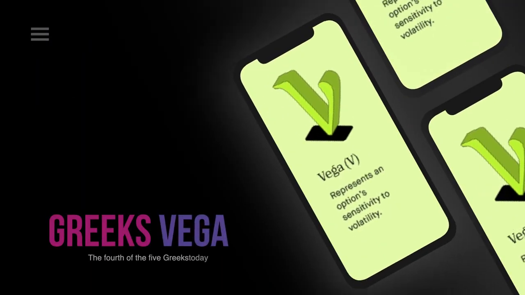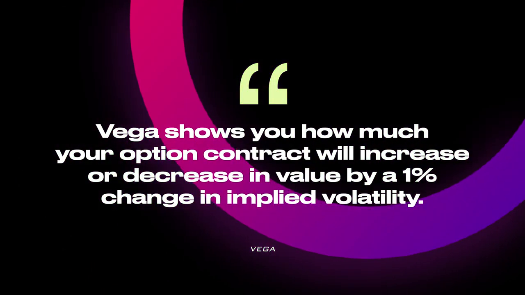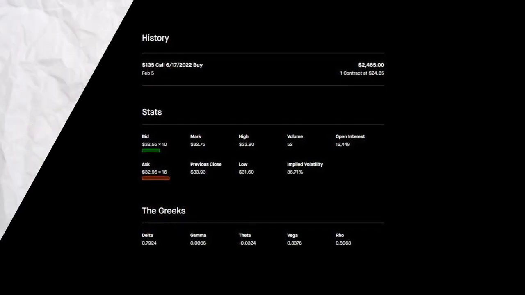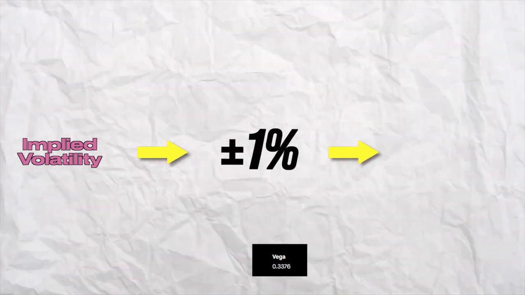So now let's move on to Vega. Vega is correlated to implied volatility, and Vega shows you how much your option contract will increase or decrease in value by a 1% change in implied volatility. Let's take a look at my Leaps option again. My Apple option has a Vega of 0.3376, which means every time implied volatility increases or decreases by 1%, my contract will gain or lose $33.76.